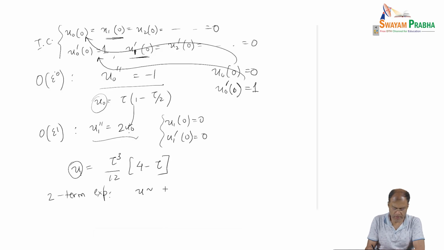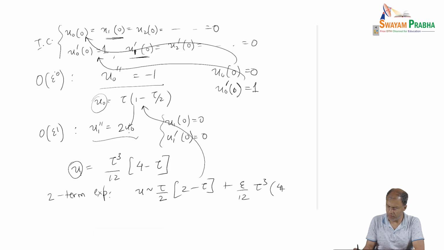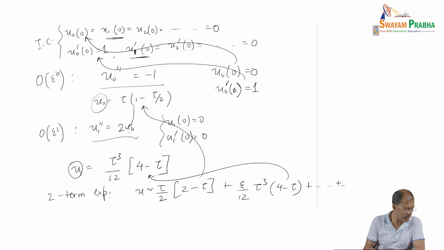So u is u naught, which is tau by 2. So what have we got here? u naught is tau by 2 times 2 minus tau. So this is u naught, plus epsilon by 12 times tau cube 4 minus tau. So this is my second term. Okay, and so on for higher order terms.